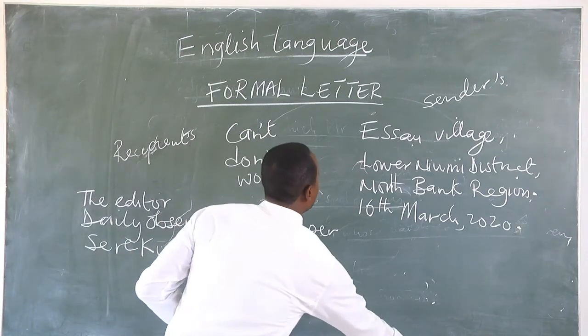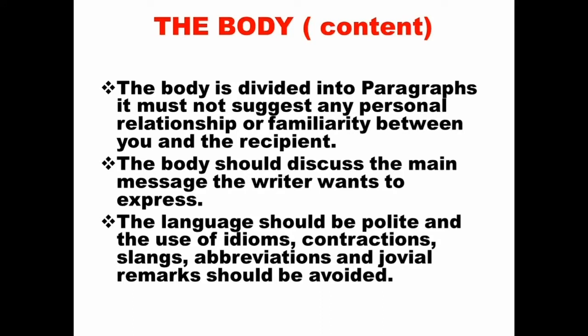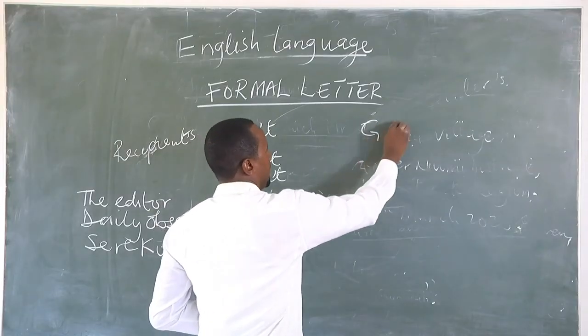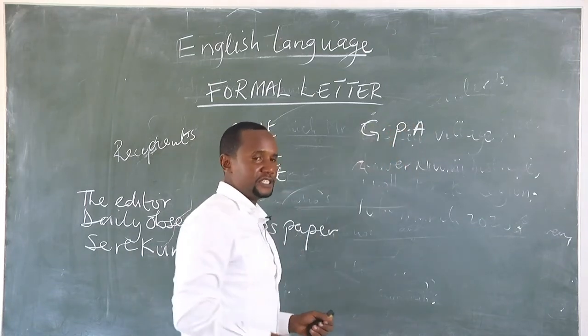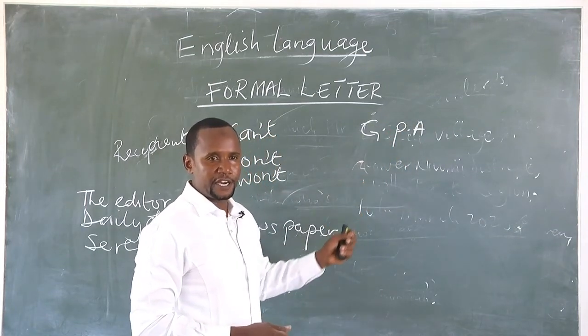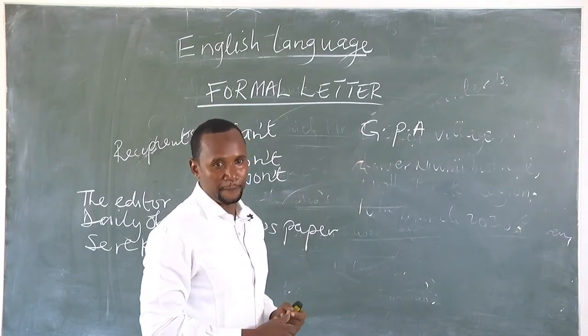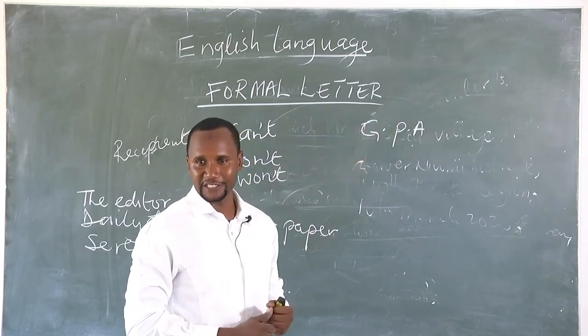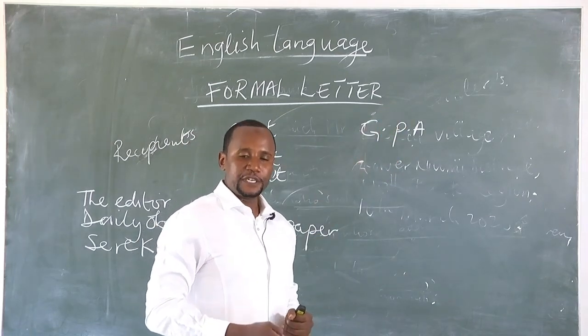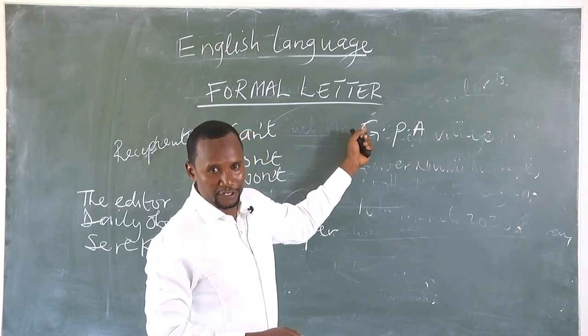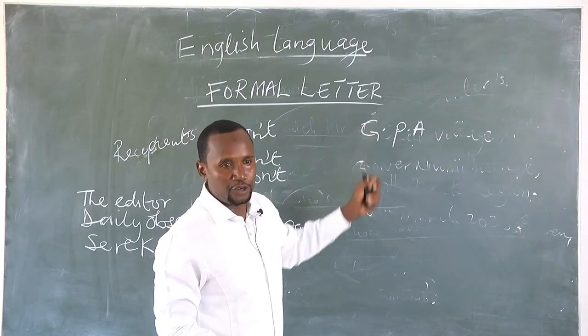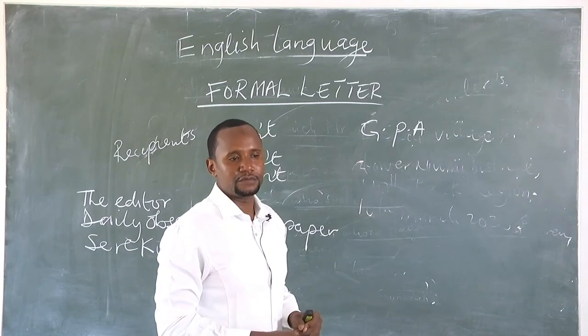Also, we can have something like abbreviations. Now, abbreviations are also not allowed in a formal letter. For example, if I say GPA, I put this in a formal letter. This GPA can mean Gambia Police Association. It can mean Gambia Professional Association. It can mean also Gambia Ports Authority. So which means the interpretation of these abbreviations could be different. So therefore abbreviations are not allowed.